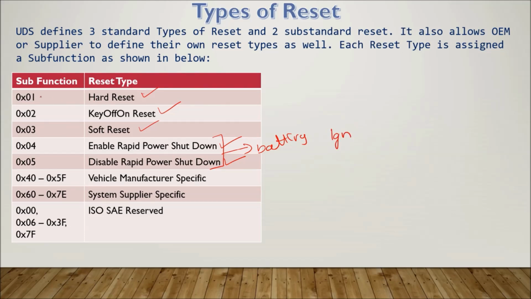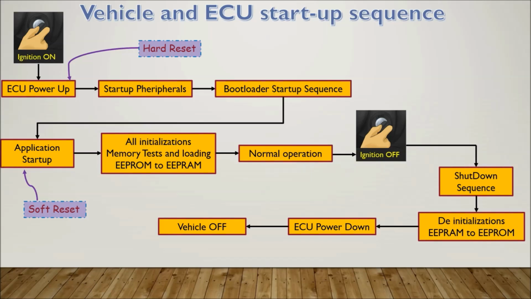Hard reset is function 01, key off on is 02, soft reset is 03. Mostly in the industry today we use hard reset and soft reset most of the time. These are very commonly used resets. This is a power sequence. When hard reset is triggered, then ECU power up occurs. When soft reset is requested, then application startup occurs. So it starts from that point of time.